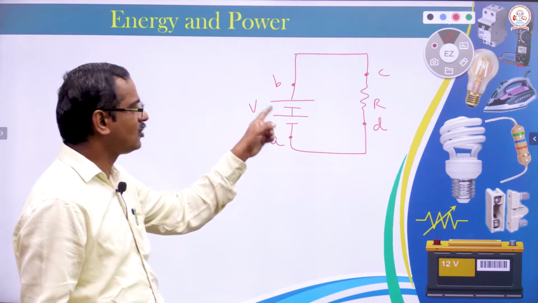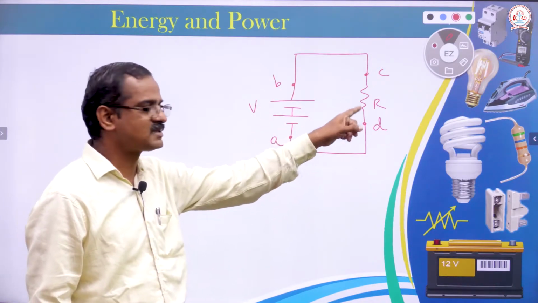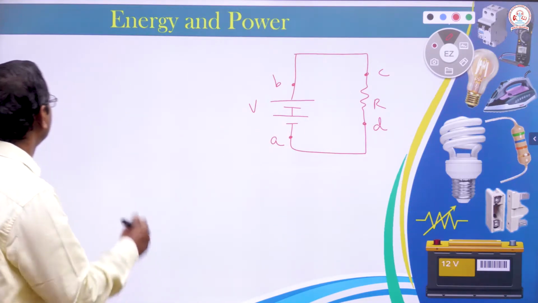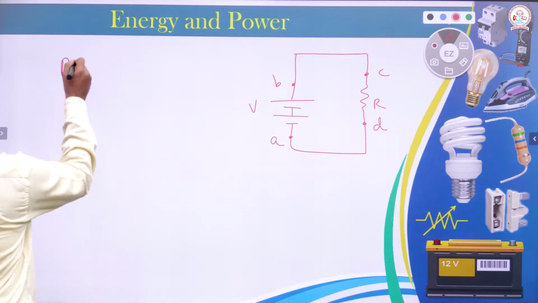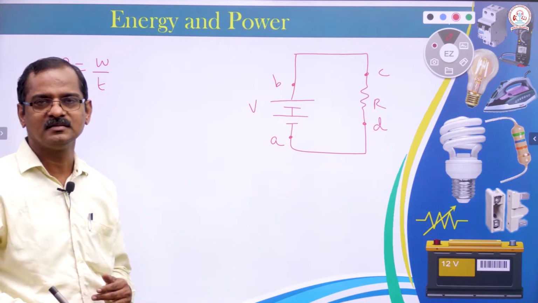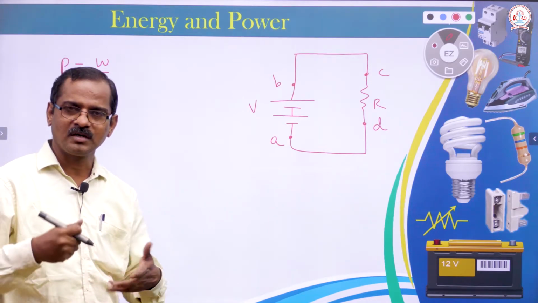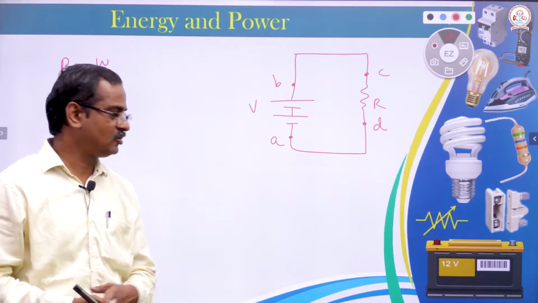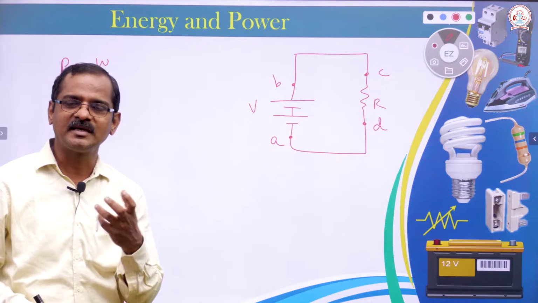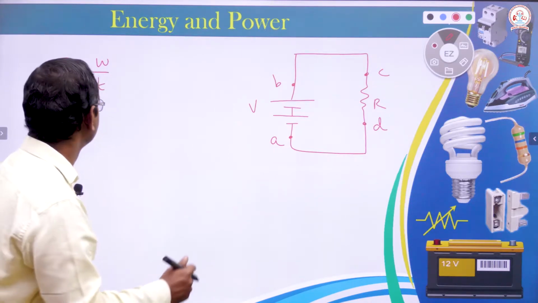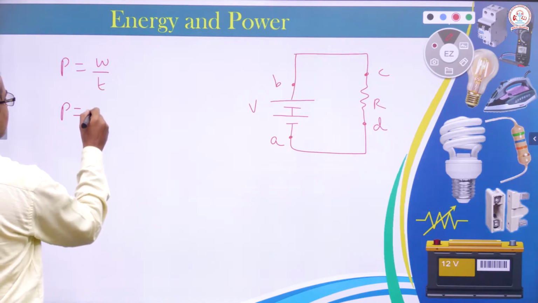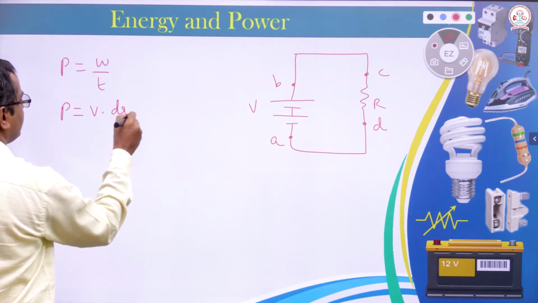Now, how much power is gained here, or how much power is lost here, can be calculated. How much power is gained here? We know that power is equal to work done by time taken. Work is nothing but energy. Here energy is gained. How much energy is gained with respect to time? You can write that power is equal to W by t, that is V into dQ by dt.